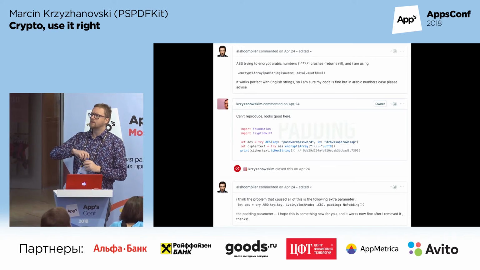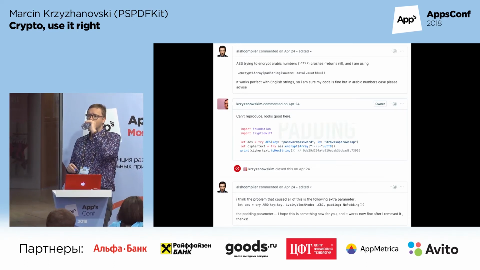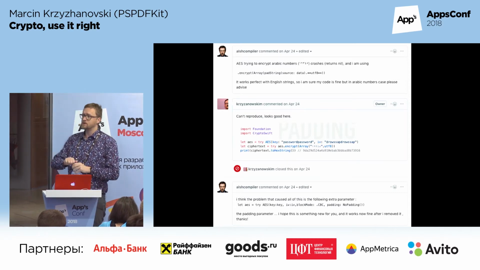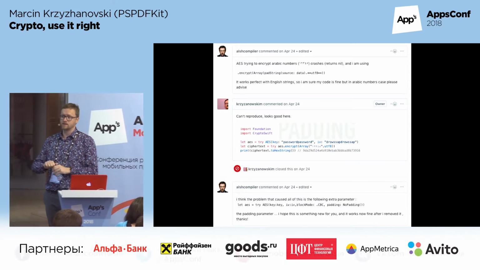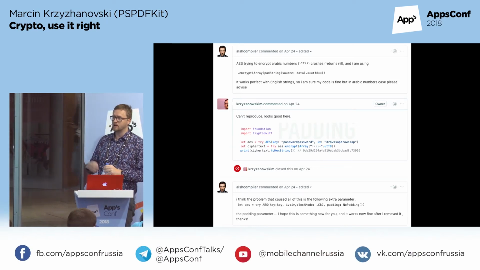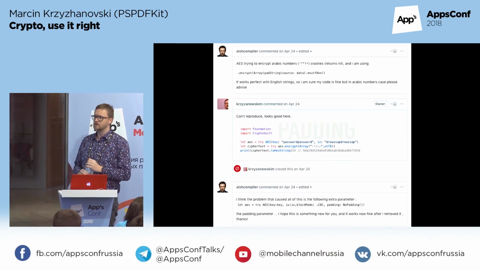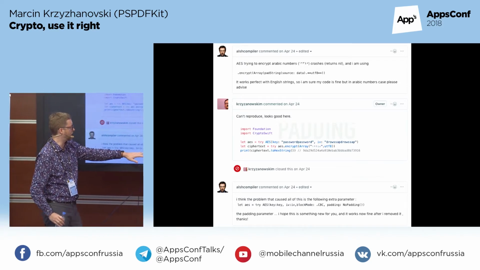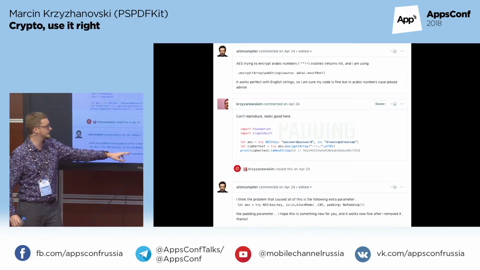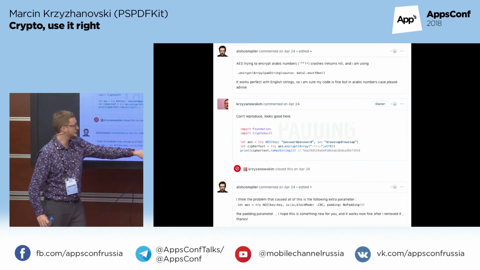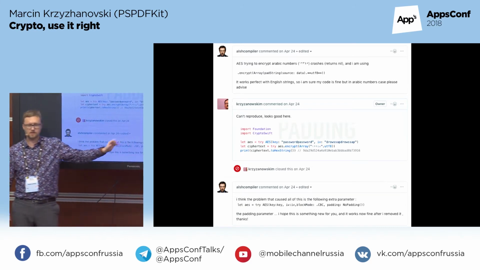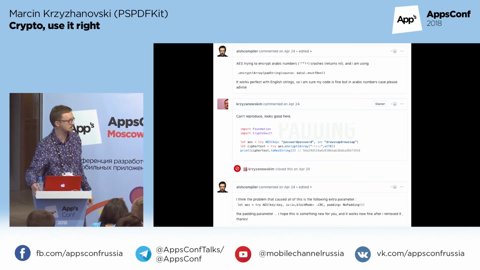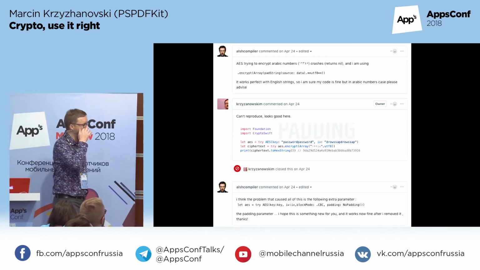Okay, let's move to the next one. The question here is, I'm using an Arabic number and it crashes. So yeah, I tried to reproduce it. I was unable, and at the end, there are a few parameters. He said, okay, I'm using CBC, and I'm using no padding. I think it's the last property. No padding. What does it mean, no padding?